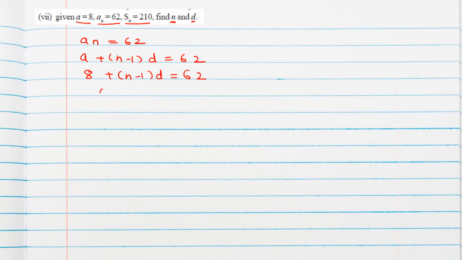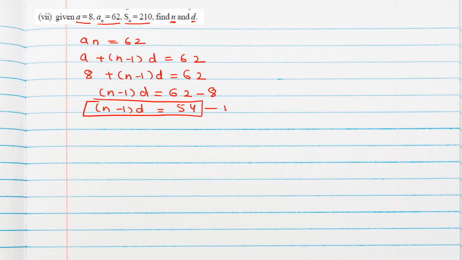Question 7. a equals 8. an is given 62. Sn is also given 210. Find n and d. So we'll start with an. an is 62. But the an formula is what? a plus (n minus 1)d equal to 62. In which a is given, so we can write here a value 8. So (n minus 1)d is equal to 62 minus 8. So that will be 54.